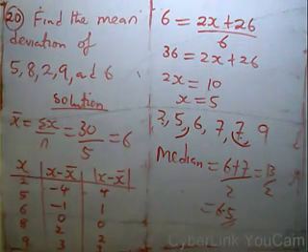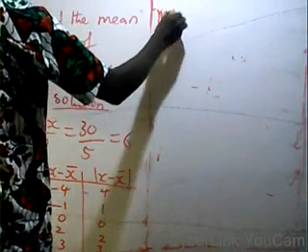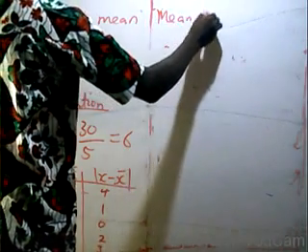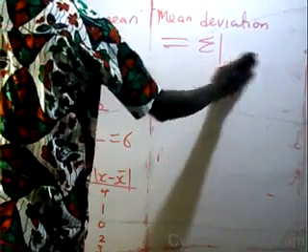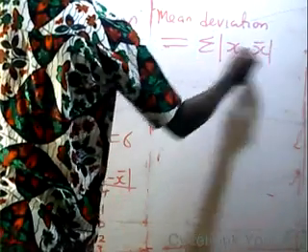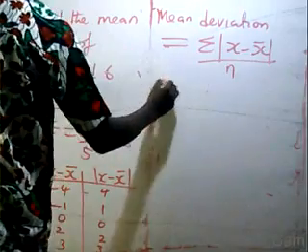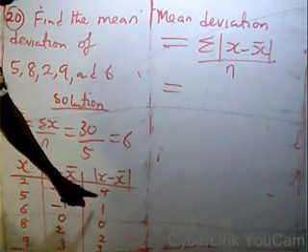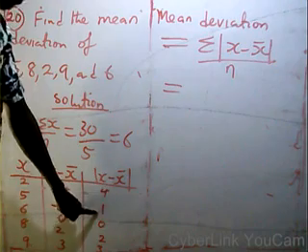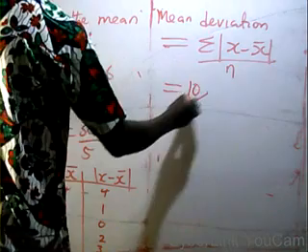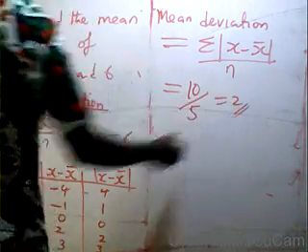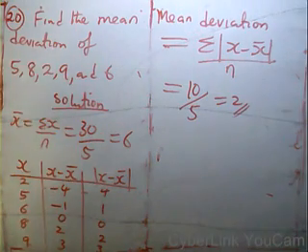So the summation of that gives the mean deviation. Don't forget the formula for mean deviation, or deviation from the mean: mean deviation is equal to summation of the absolute value of x minus x bar all over n. If you sum this together, 4 plus 1 is 5, plus 2 is 7, plus 3 is 10. You have 10 all over 5, and that is 2. So our mean deviation is 2.